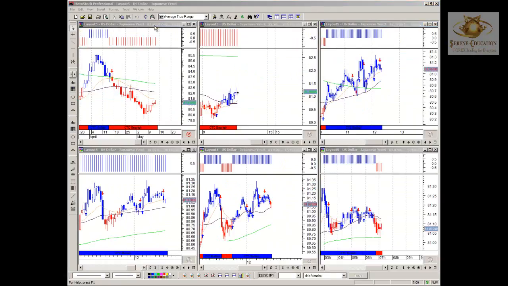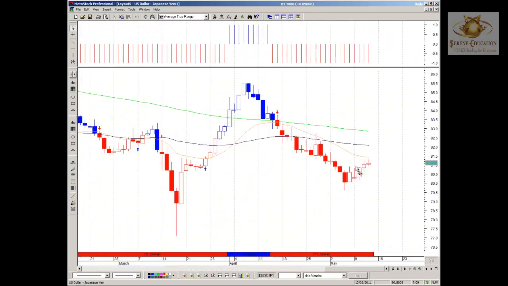Last pair of the day is US dollar against Japanese yen. Here again you can see the US dollar gaining a bit of strength after finding support at an 80 mark, round figure.